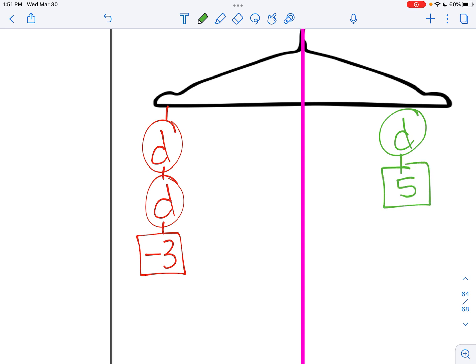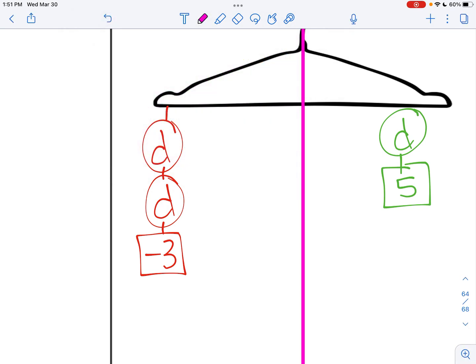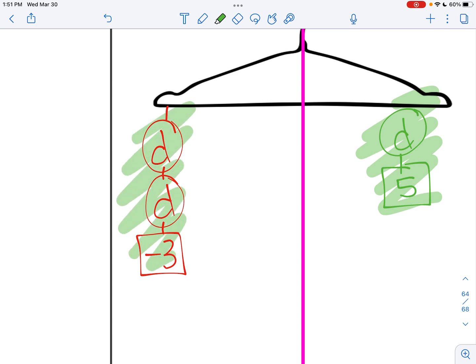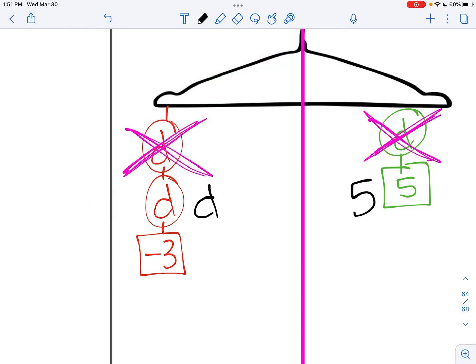Okay, what makes these ones trickier is that we've got letters on both sides. So what I'm going to do is not have letters on both sides. So I can see that over here on the right side, highlight this, there's only 1 D. I could take away a D on this side and a D on the other side. I'm going to do that right now. Here we go. Cross out this D, that's 1 D, cross out 1 D. And now what I have left is 5 and D minus 3.